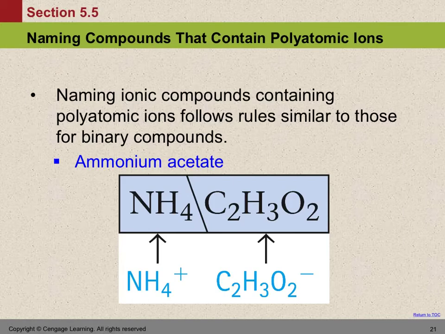So this here is an example of a polyatomic compound, ammonium acetate. The rules for naming these are still very similar to our binary compounds. The cation comes first, so we have NH4+, then the anion, our acetate, C2H3O2-. But if you notice, the overall charge of the compound is still 0. So we had a +1 ammonium and a -1 acetate to give us an overall charge of 0.